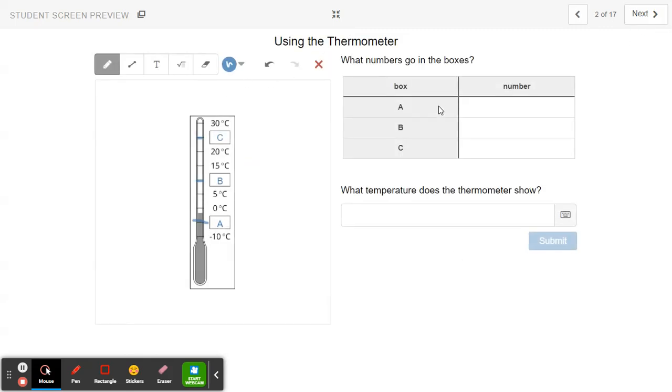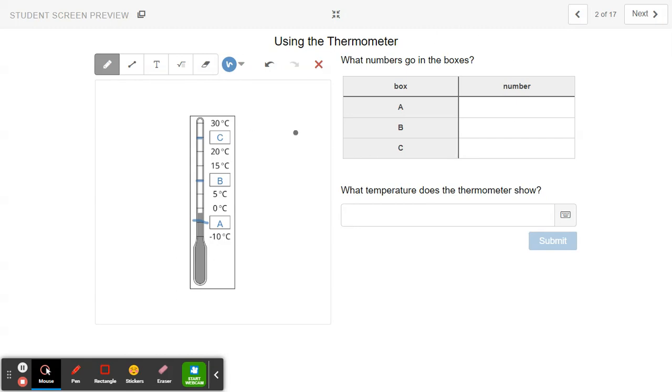The second slide, we're looking at this thermometer and you're asked to figure out what numbers go in these little boxes. So go ahead and hit pause and fill that in to the best of your ability. All right, so let's take a look at what we're doing here.